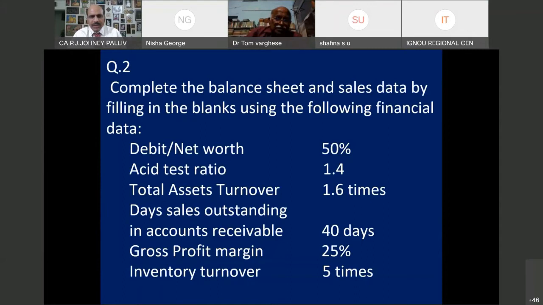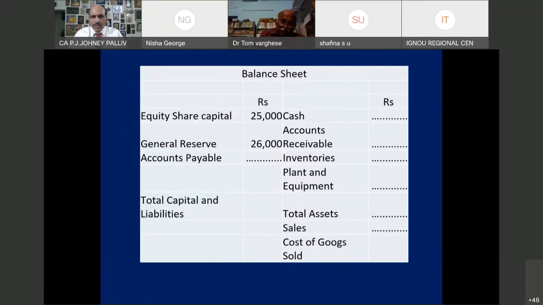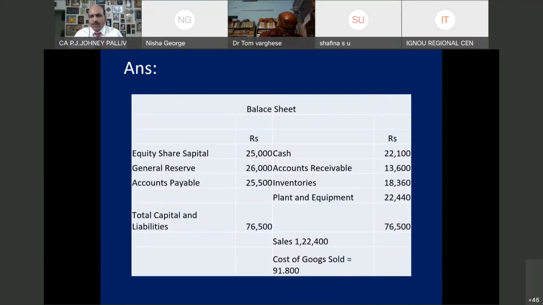Okay. So there is a question. Ratios are given. You are required to prepare the balance sheet. Tell me, which area is not clear to you? The last section, sir: plant, machinery, total assets minus current assets. The rest I could not get. Okay. So you would like to know how you got the plant and equipment value as rupees 22,440. Is it not, Safna?